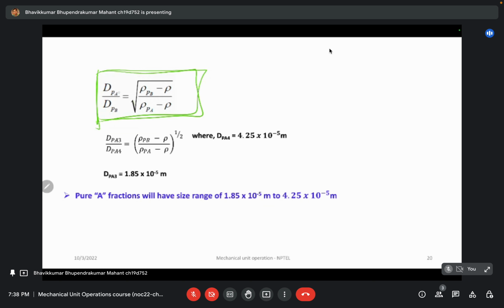Okay, so here you must keep in mind that this particle A is not on the same side on both sides of the equal sign.